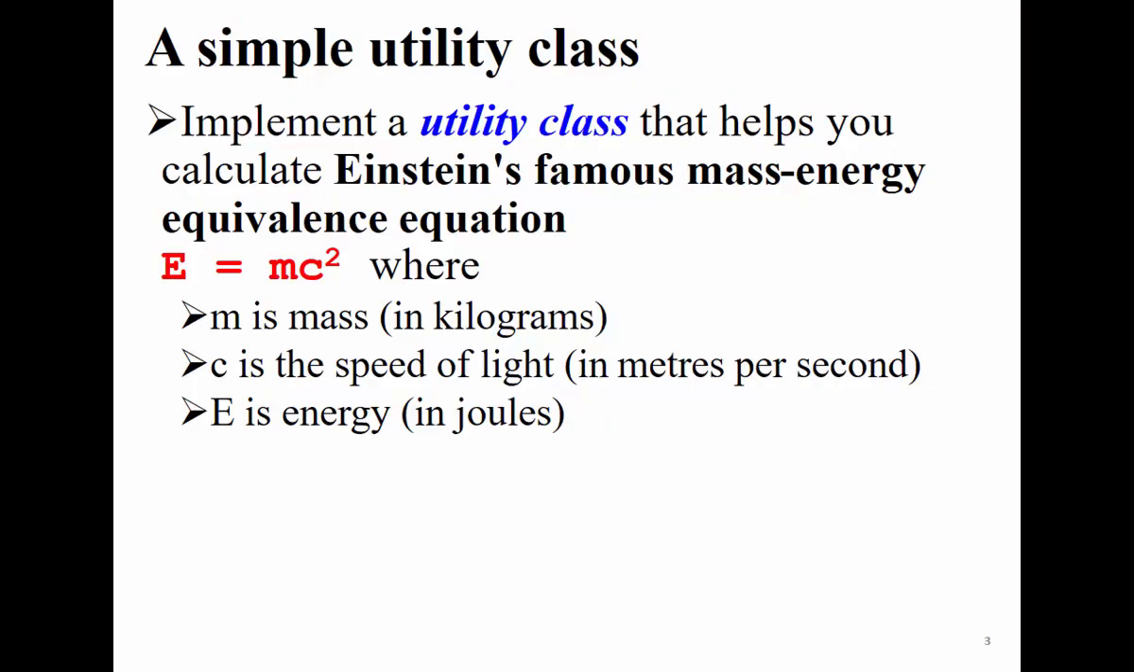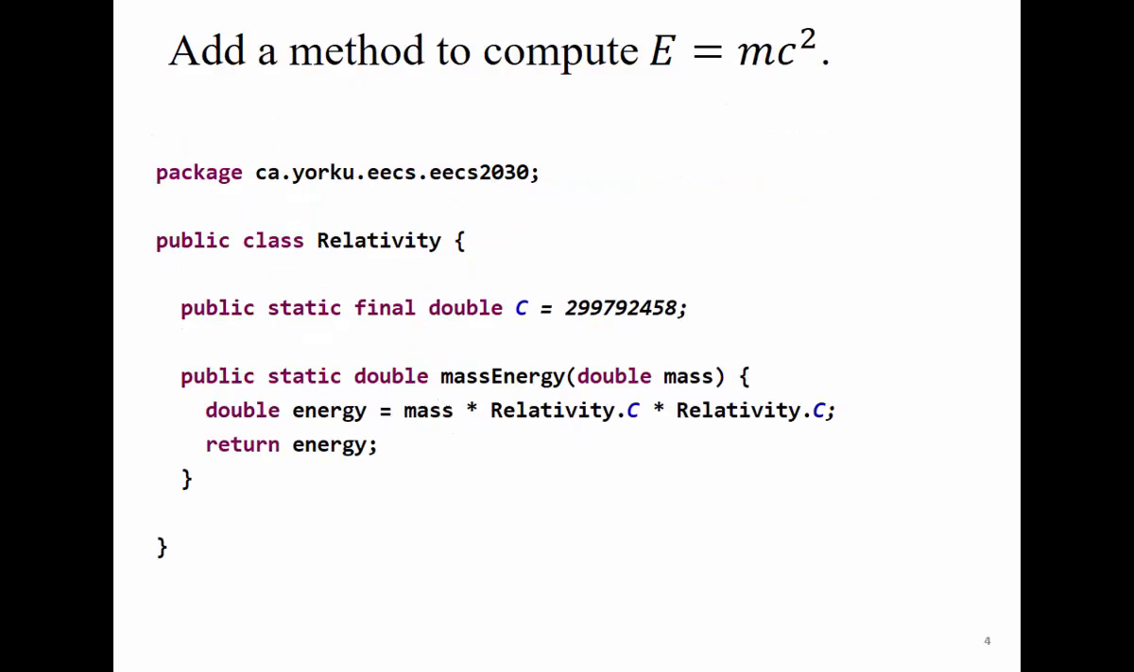So we closed last time with a very simple utility class example: Einstein's famous mass-energy equivalence equation, and we would like to implement this equation. To implement this equation, we don't need to create an object. We go through some steps on how we can implement Einstein's mass-energy equivalence equation. M stands for the mass in kilograms, C is the speed of light, E is the energy. We come up with this implementation.